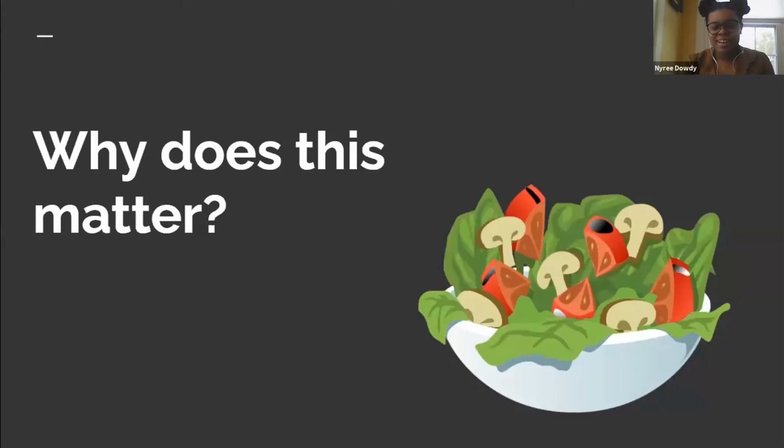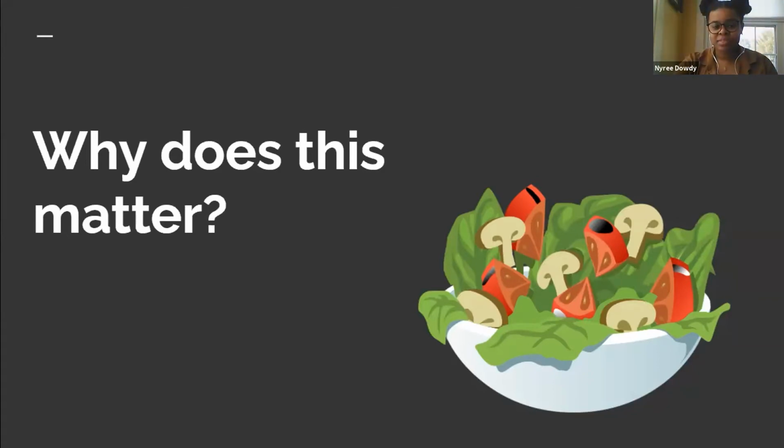So why does this matter? And why do I have a salad bowl on this page? I will get to that. So we probably know the United States as a melting pot, or at least that's what we used to call it. It's since evolved to be called a salad bowl. And that's because you see these distinct cultures coming together and then you can separate them out and still see where they originated.